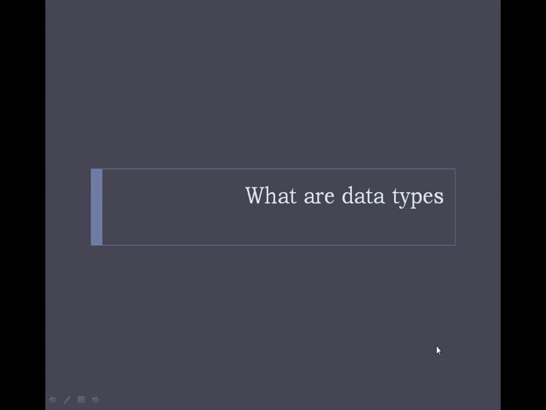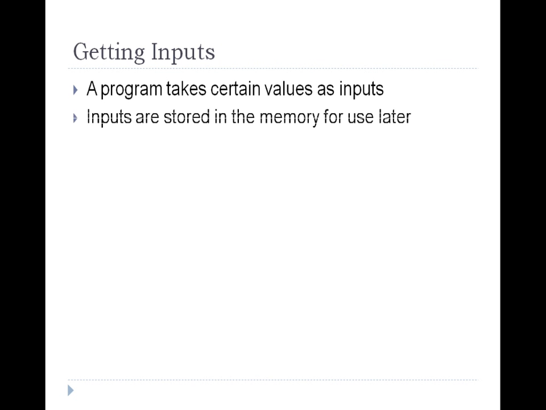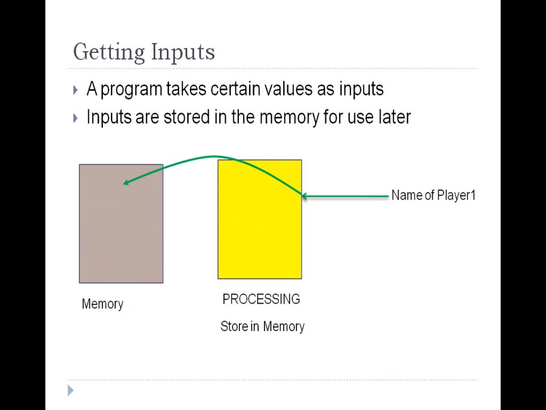Let's look at what are data types now. Every program will require certain values as inputs, and these inputs will be stored in the memory for later use. In our Tic Tac Toe game, we have this computer which does some processing, and it takes certain inputs. The name of player 1 is an input, and this input is going to be stored in the memory.